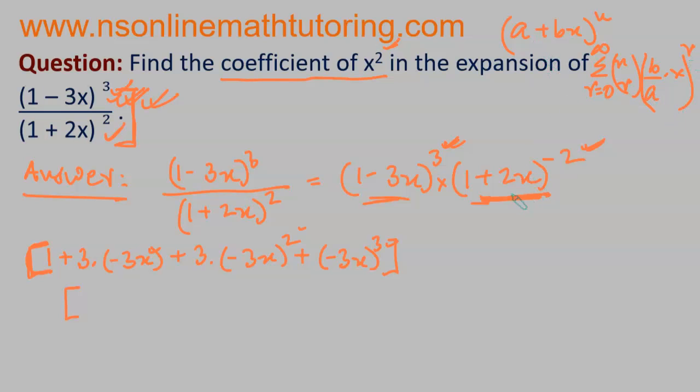And b is equal to 2 and a is equal to 1. So b over a will be positive 2, or simply 2. So it is 2x raised to the power of r. Okay. So when r equals 0, nC0 is 1, 2x raised to the power of 0 is 1, so the first term is 1. And these two are getting multiplied.